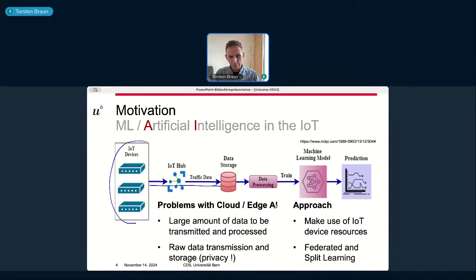The approach we have been following is to try to make use of the resources of the IoT device itself. Basically, we apply the so-called split learning approach, where we separate the machine learning model between the IoT device and the server. In that case, we only transmit some intermediate data that is exchanged, for example, between layers of a model.